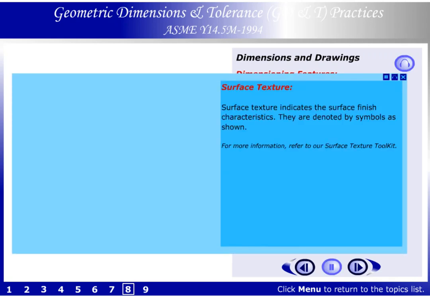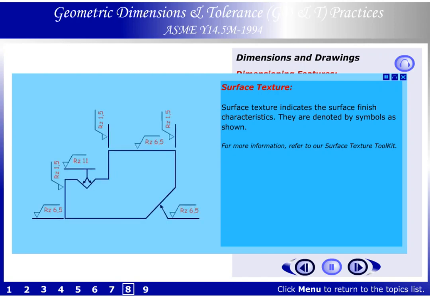Surface texture. Surface texture indicates the surface finish characteristics. They are denoted by symbols as shown. For more information, refer to our Surface Texture Toolkit.